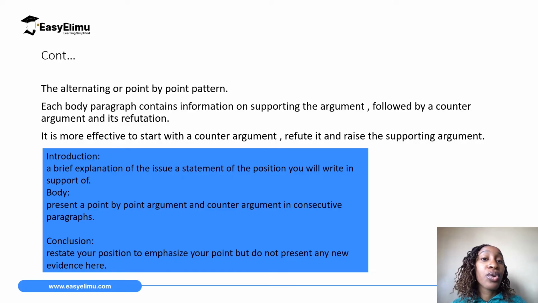And then when you get to the body, in the first paragraph you start with one side of the argument and then another side of the argument in each of the paragraphs until you go to the last paragraph, which is the conclusion, where you will conclude your essay. You wrap up and restate your position. Again, be careful not to bring out a new point at the conclusion.